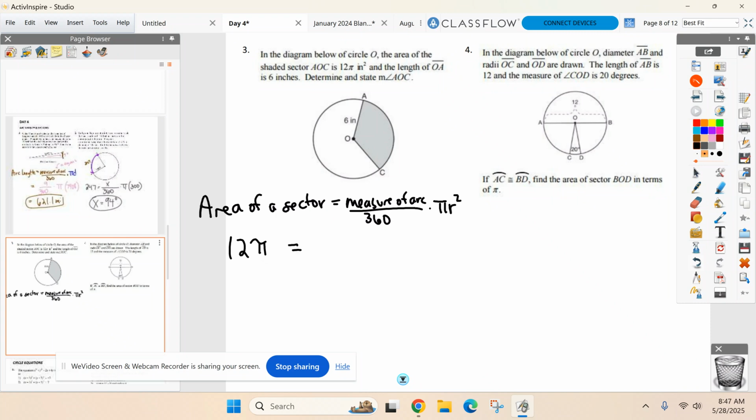What we are looking for is angle AOC. That angle's not part of my formula, but remember the quick circle fact. That central angle is always the same as that arc measure. They're always the same. So even though we're finding the measure of the arc, we're finding that angle, AOC.